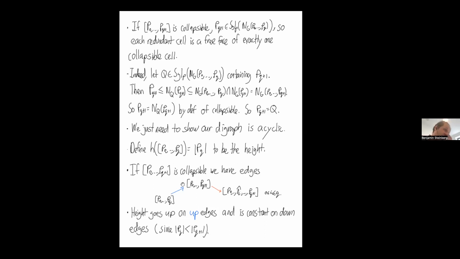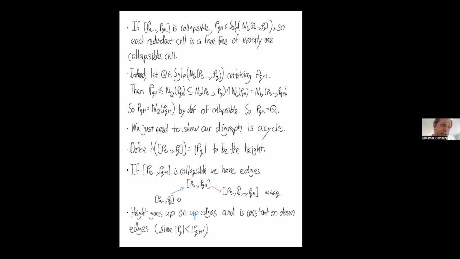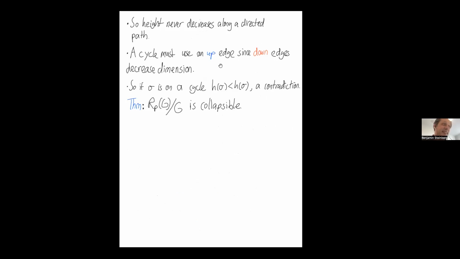So what I claim is in a cycle, you have to go up at some point. And once you go up, your height goes up. But when you start going down again, your height doesn't change. And so when you go in a circle, your height is going to be bigger than your original height. And that can't happen. So to explain why, notice that the height never decreases along it. First of all, the height never decreases, because as I said, a down edge preserves the height, and an up edge increases the height. Secondly, down edges decrease the dimension.